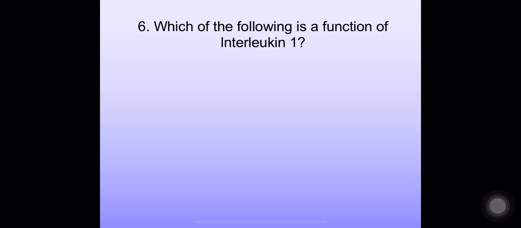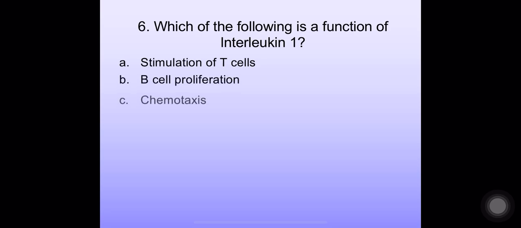Which of the following is a function of interleukin 1? Stimulation of T cells, B cell proliferation, chemotaxis, and all of the above. Interleukin 1 stimulates T cells and B cells both, and it also participates in chemotaxis. So the correct option here is option D, all of the above.